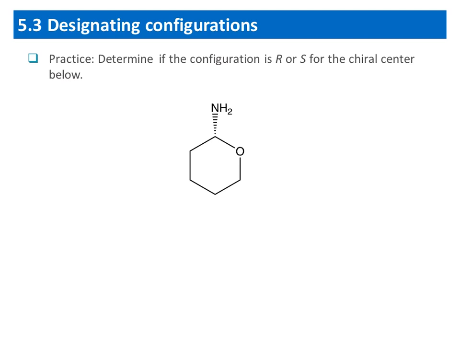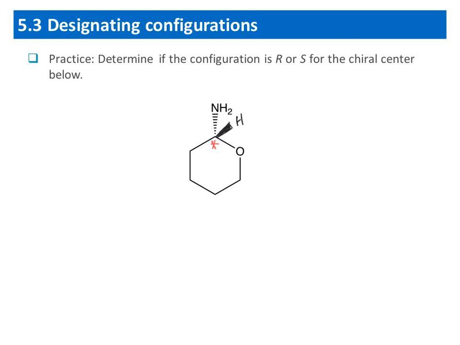Okay, so a practice problem. Let's assign R and S for the chiral center in this molecule. So there is a chiral center in this molecule right here, because let me draw the hydrogen connected to this carbon. So to this carbon, we have NH2 attached, hydrogen, oxygen, and carbon. So 4 different groups attached.